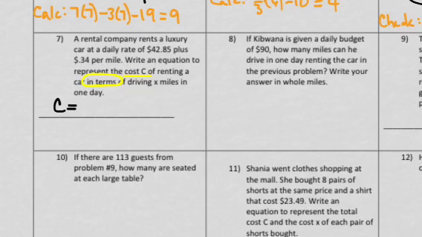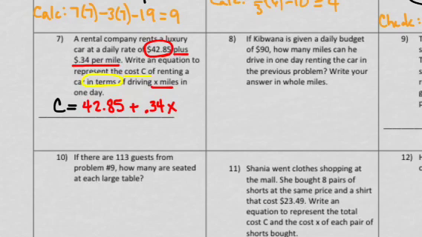The cost in terms of means C equals. And then we have to go back. What would you have to pay for it? You have to pay $42.85 just to rent it. So we're going to write $42.85 plus, so we put a plus sign, and then we have 34 cents per mile, and we have X miles. So that tells us we're going to do 0.34 times X, and that's the equation that you need to have for that problem.